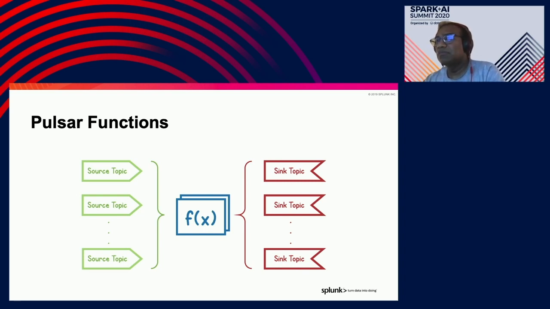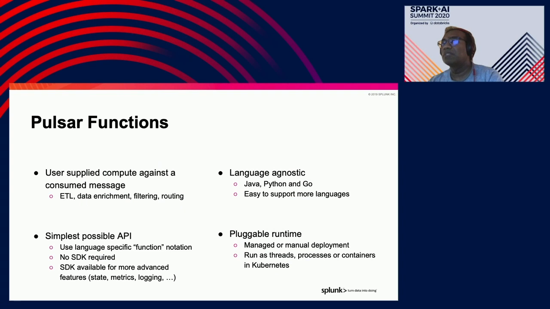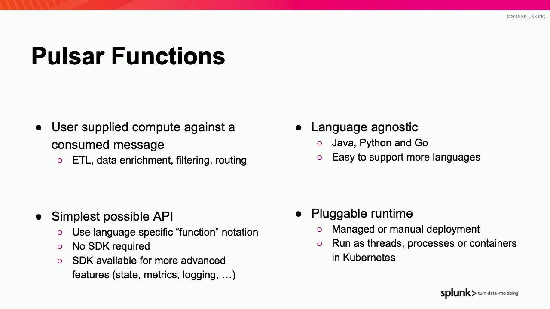In Pulsar Functions, which allows you to do the lightweight compute, we drew inspiration from lambda-like functions or serverless functions that people have taken inspiration from. So the user supplies a compute against a consumed message. The function is written in one of the popular languages and dispatched into the system, and then the data comes from the topics, the function gets invoked, the data is processed in the function, and the output is sent to an output topic. Serverless functions provide the simplest possible API, where no SDK is required because we use the language-specific function notation.